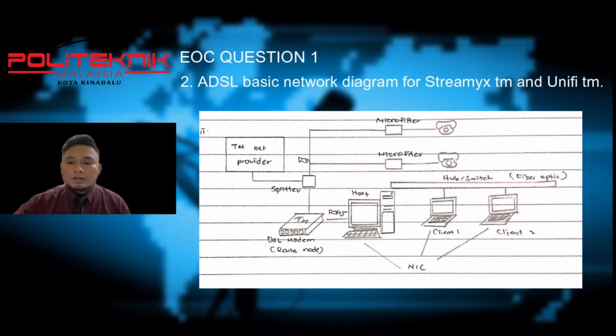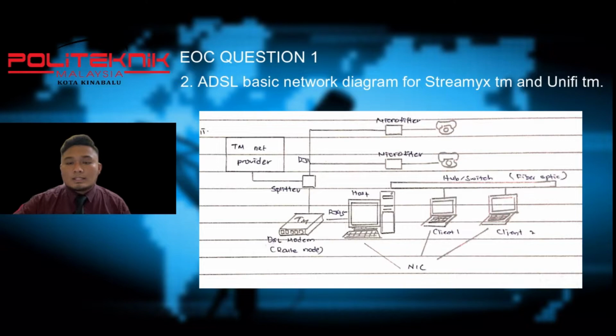As can be seen in the diagram, the TM net provides the network connection through the splitter that can be connected anywhere. In the diagram, it is connected to a phone through a microfilter using RJ11 wire, and to the DSL modem to a host using RJ45 wire. So this is basically the type of StreamX TM.